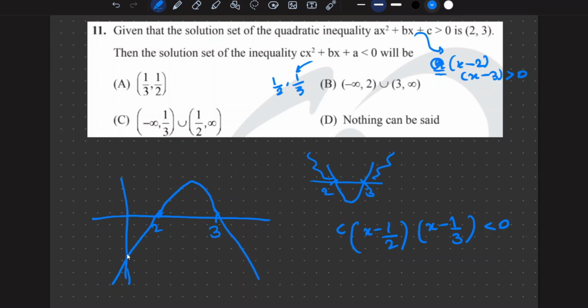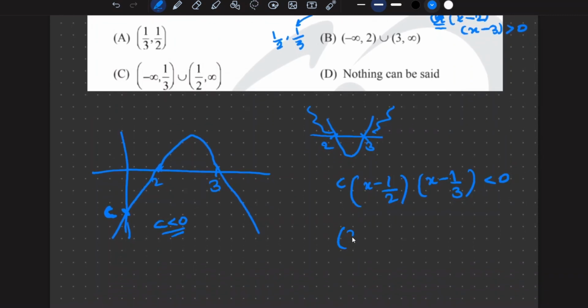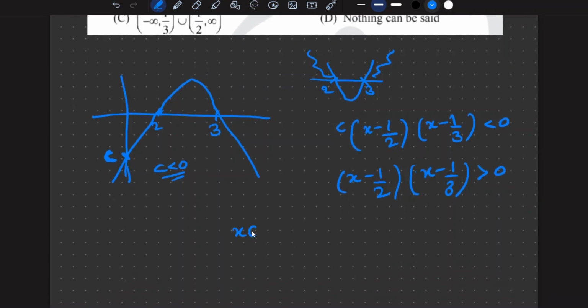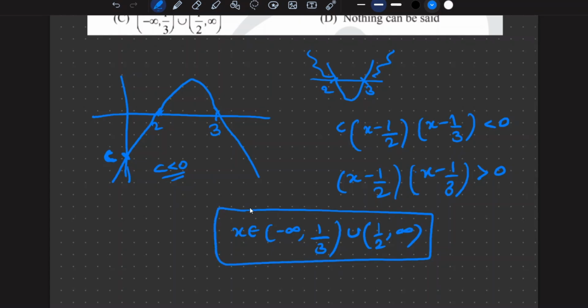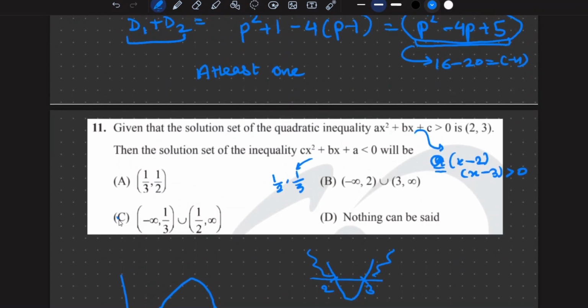On the original one, you can see that f(0), what is f(0) over here? f(0) is c only, right? So here you can see that c is negative. So from here itself you can tell the sign of c. I'll be dividing by c both sides, so the sign will reverse. So this thing is greater than 0, and my solution set would be x belongs to minus infinity to 1 by 3 union 1 by 2 to infinity. Okay, so it is done, and we'll be having C as the correct option.